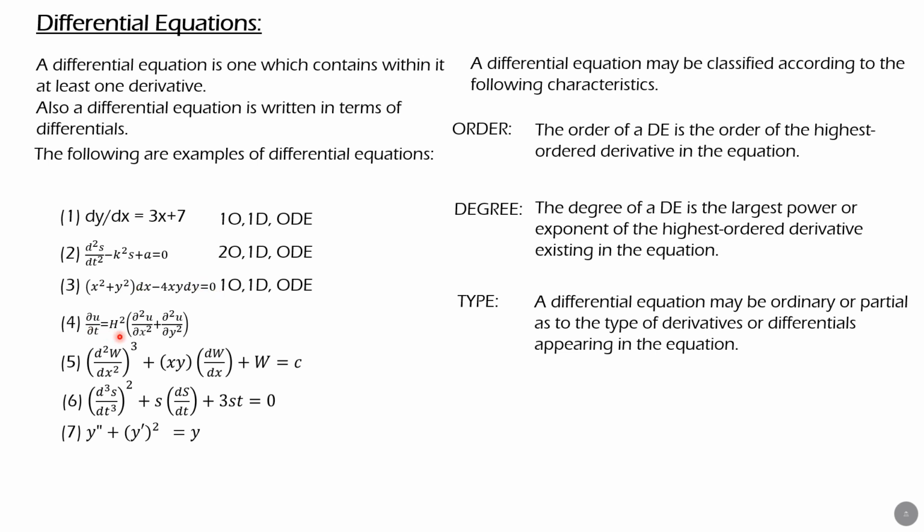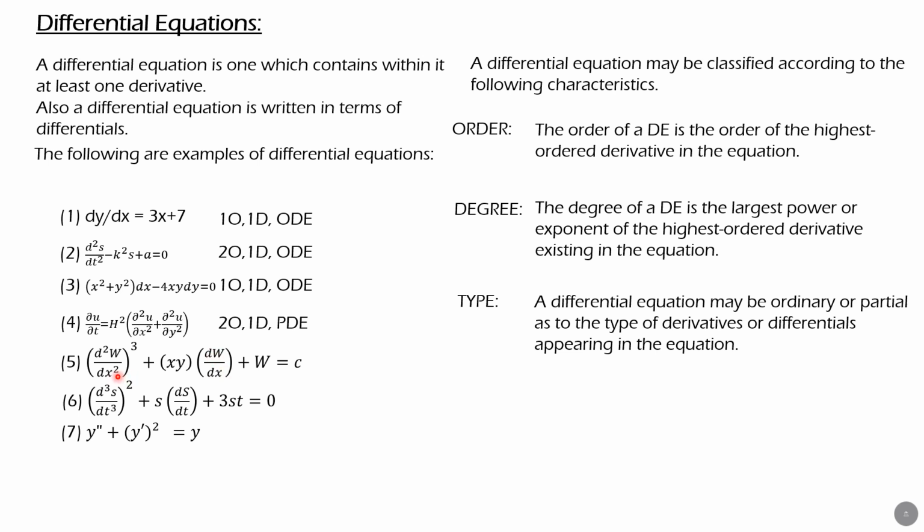The next one, the fourth one, is about partial derivatives, and the order is second. We have the second partial derivative of u with respect to x and the second partial derivative of u with respect to y. Since the power or exponent of this highest order derivative is just 1, it is a first degree partial differential equation. So it is a second order, first degree partial differential equation.